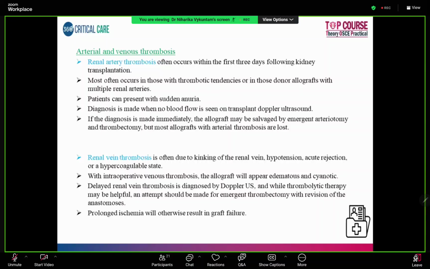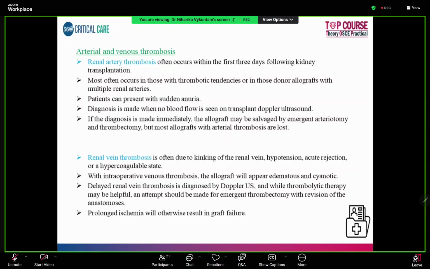When you make the diagnosis, the immediate thing you do is an emergent arteriotomy and thrombectomy. But most allografts with arterial thrombosis are usually lost. So it is a very emergency situation.